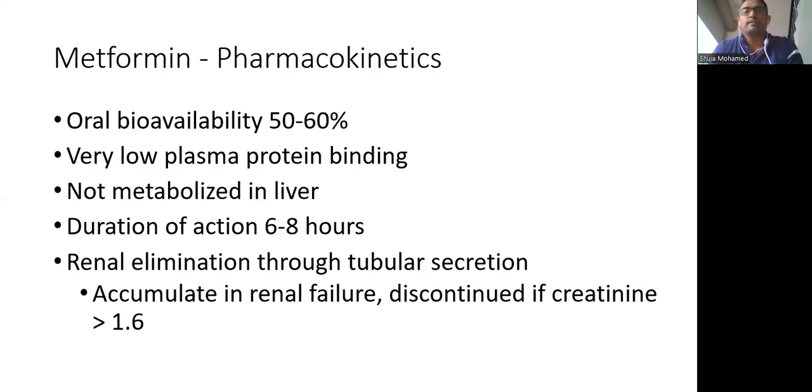A few pharmacokinetic things you have to remember. The oral bioavailability is 50 to 60%. It has a very low plasma binding. A few books say there is no plasma protein binding, but the proper term I prefer is very low plasma protein binding. It is not metabolized in the liver. It is excreted via the kidney. So when you have kidney problems, the excretion can be altered. The duration of action is 6 to 8 hours.